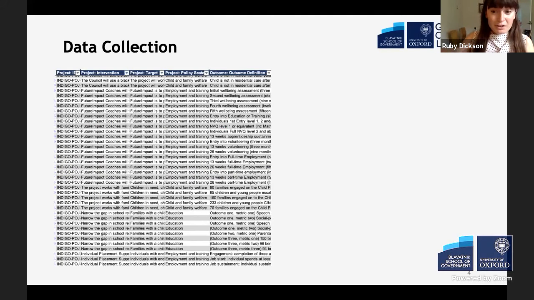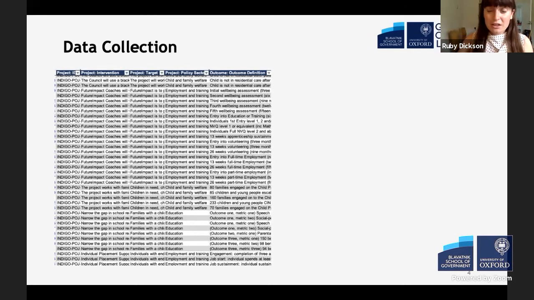The spreadsheet that we started out with looks something like this. It has project ID, the intervention, the target population and sector, and then this last column is the outcome definition. That's basically the outcome that we're looking to match.